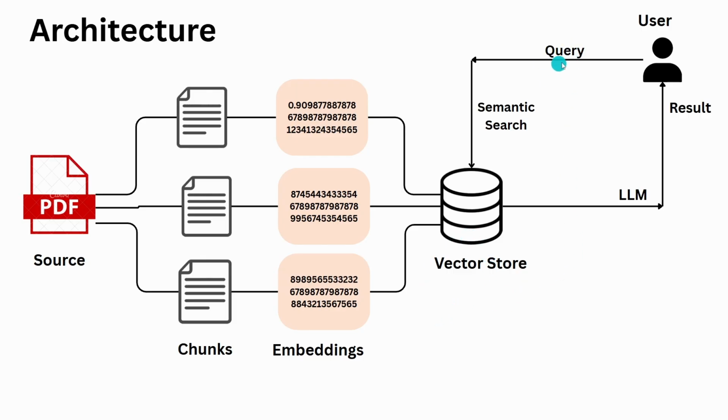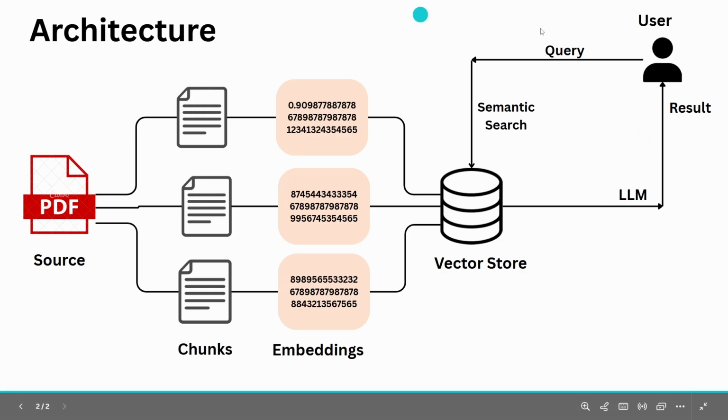Then the user enters the query. The query is also text, right? So we need to generate an embedding for the query also. And then we do the semantic search. We find the matching embeddings in the vector store. Once we get the matching embeddings, we pass them to the LLM. Then the LLM generates a result, and we return that response back to the user. So this is the architecture. I hope you understand this. Then I will show you the application.